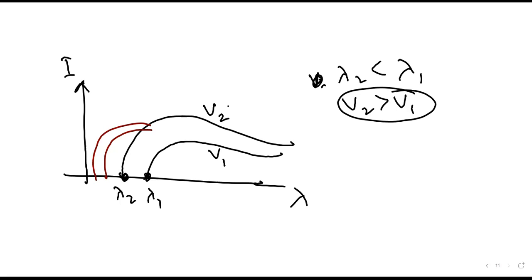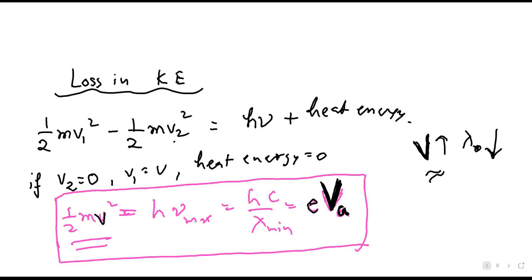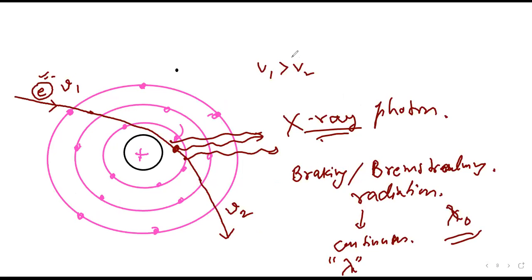I think I have told you this now. This continuous spectrum, this continuous radiation, is also known as braking radiation or bremsstrahlung radiation, because this is continuous. And that sudden spike is because of characteristic X-rays.